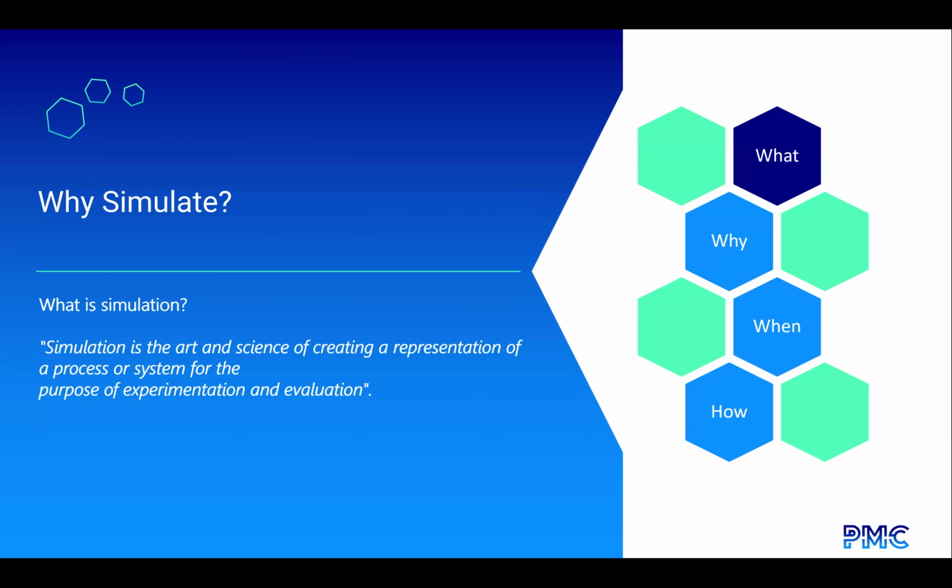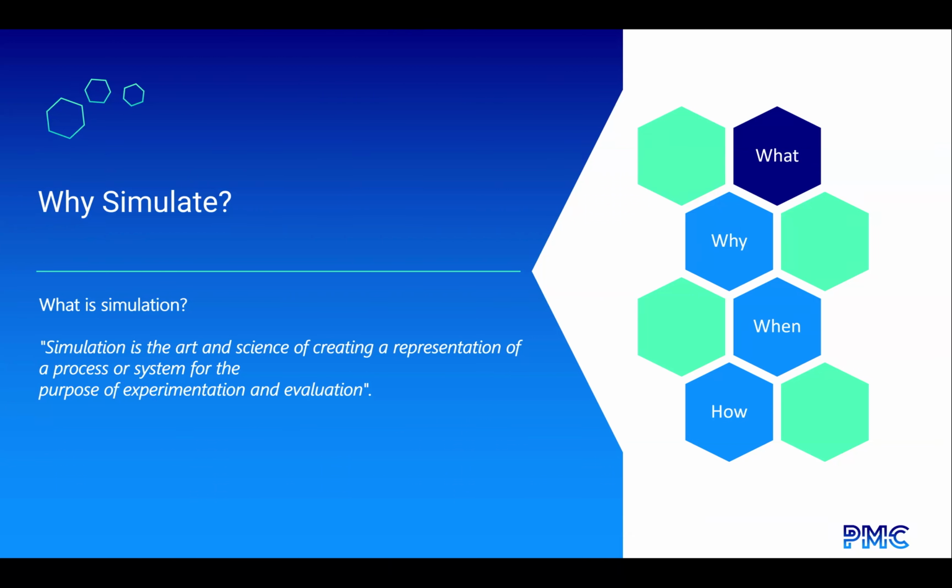Next. And with that, I'll hand it over to Nicholas to talk about why, starting with why simulate things. And over to you, Nicholas. Thank you, Chris. So we're going to start things off by asking first, what is simulation? So simulation is the art and science of creating a representation of a process or system for the purpose of experimentation and evaluation. That can be done physically, but in our case, we're doing this in software.